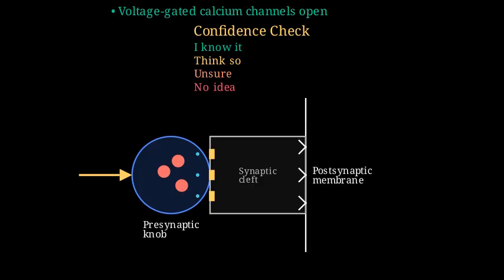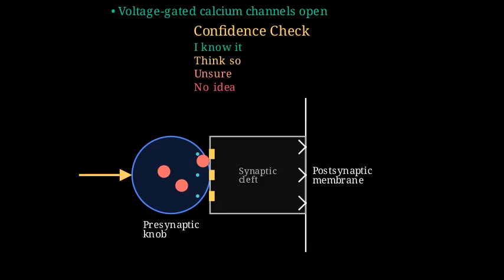Step 4. The calcium acts as a trigger. It tells vesicles filled with neurotransmitter to fuse with the membrane. This fusion process is called exocytosis. When that happens, neurotransmitter is released. So the fourth event is calcium triggers exocytosis of vesicles.